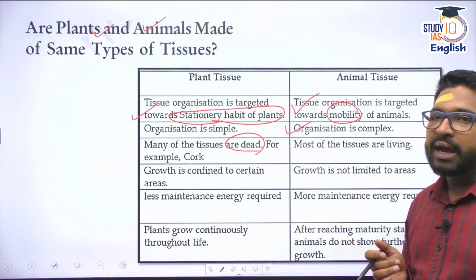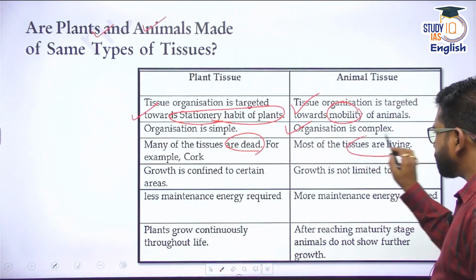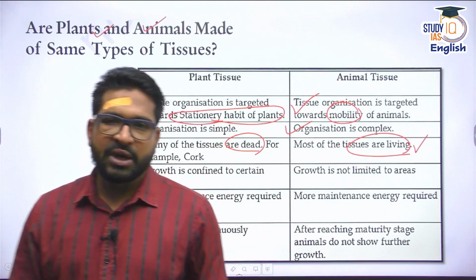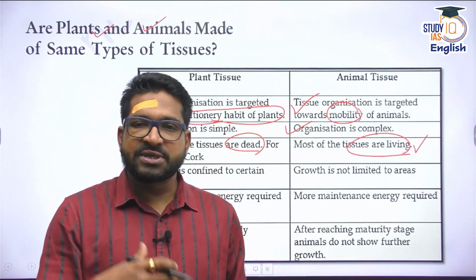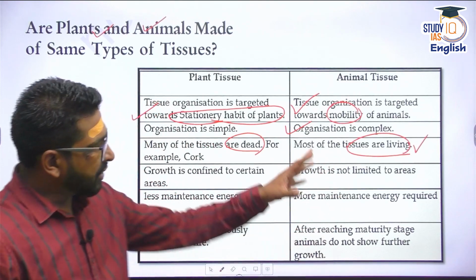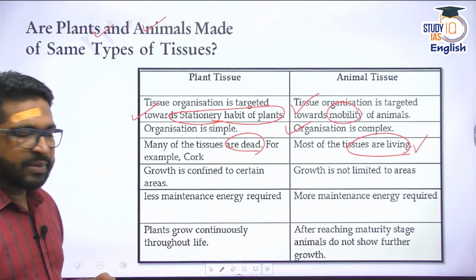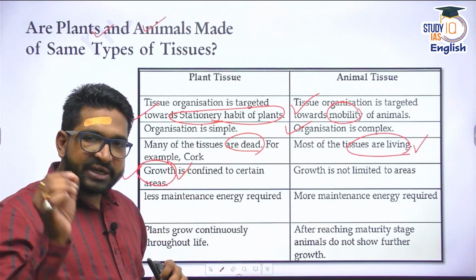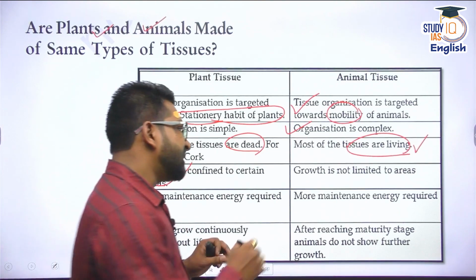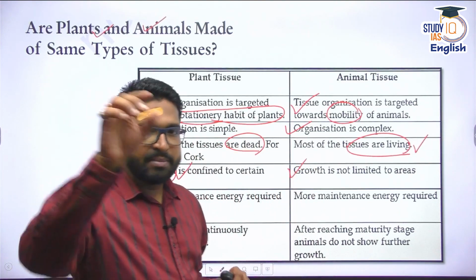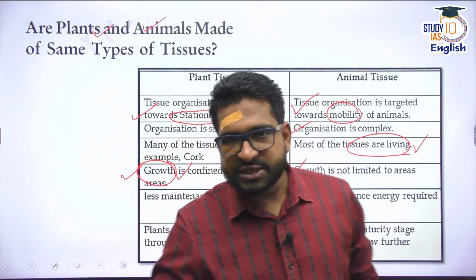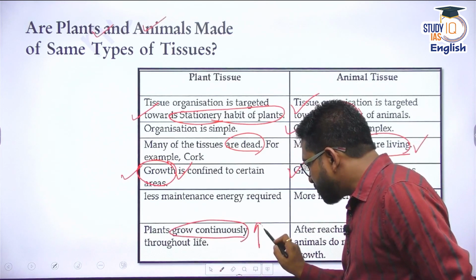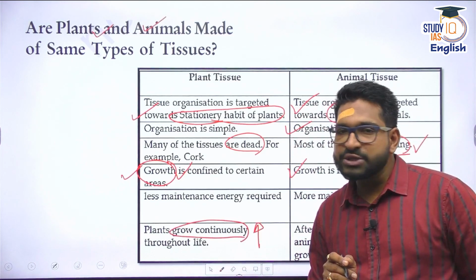The same thing does not apply to animals. In animals, most of the tissues are living. Yes, some of the tissues may be dead, some of the cells may be simply proteinaceous or some sort of chemicals, but the majority of the tissues are living. Apart from that, in plants, the tissues are responsible for growth, and growth is confined to certain areas. But in animals, it is not the case. The growth is not limited only to some areas. And also, please remember, the tissues in plants grow continuously throughout their lifetime. But in humans and animals, it is not the case.